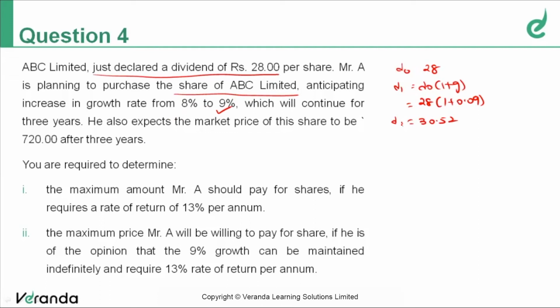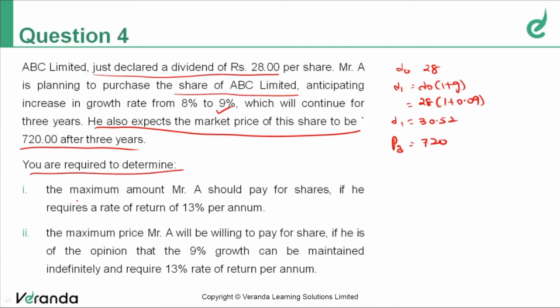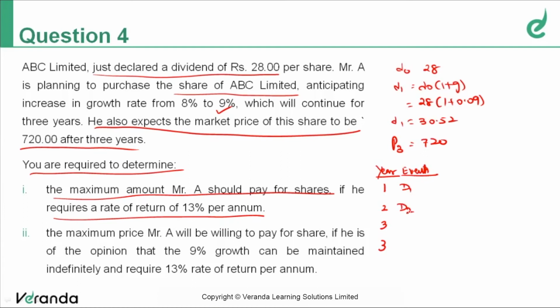Then he also expects the market price to be 720 after 3 years. So P3 is 720. He is required to find out the maximum amount that he would pay for the shares, if his required rate of return is 13%. I would consider this similar to a capital budgeting problem. Years 1, 2, 3, and 3. The cash flows are D1, D2, D3, and P3.